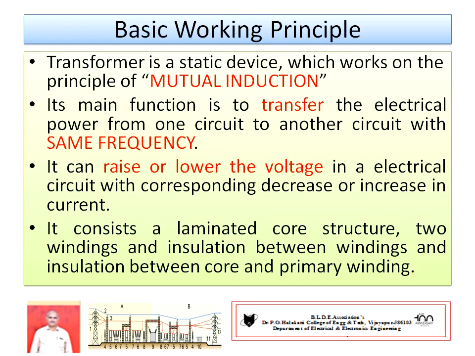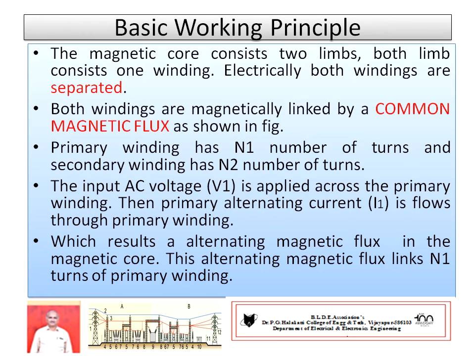So in its simplest form, it consists of a core structure. It is made of laminations, and two windings. Already we know the primary winding and secondary winding, and some insulation is required. Insulation between the primary and secondary windings, and insulation also between the core and the primary winding. The magnetic core consists of two limbs. A limb is the vertical part of the core which carries the windings.